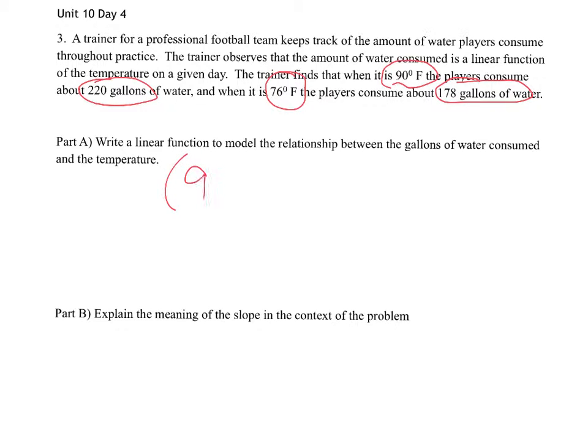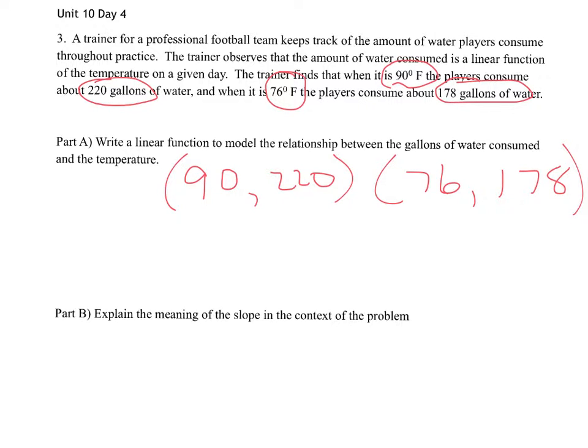When it was 90 degrees, because it was 90 degrees, these players consumed 220 gallons of water. When it was 76 degrees, these players consumed 178 gallons of water. Okay, so those are the two coordinates that we could use to represent the information, cause and effect. Because it was 90 degrees, the players consumed 220 gallons of water. Because it was 76 degrees, the players consumed 178 gallons of water. So it's cause, effect, cause, and effect.